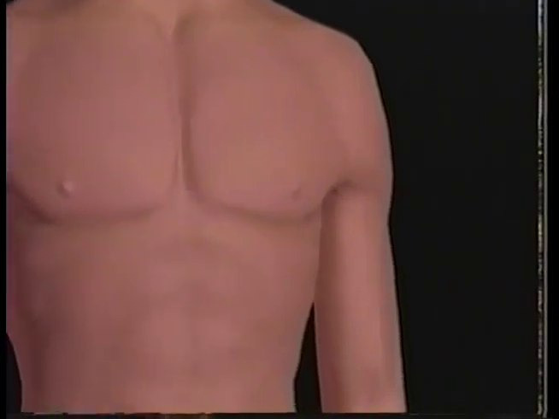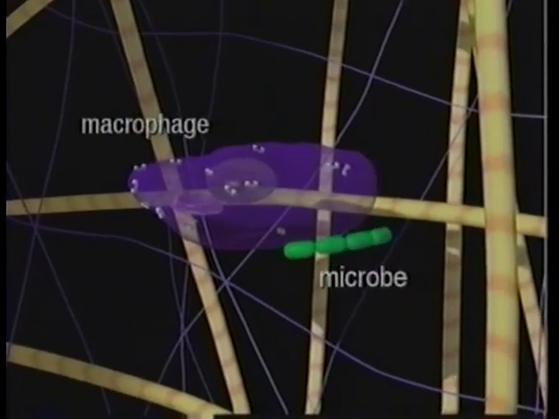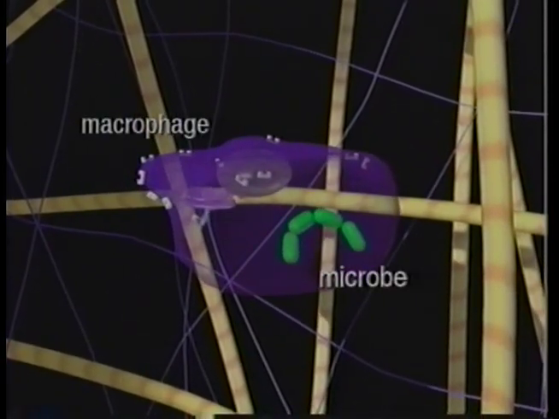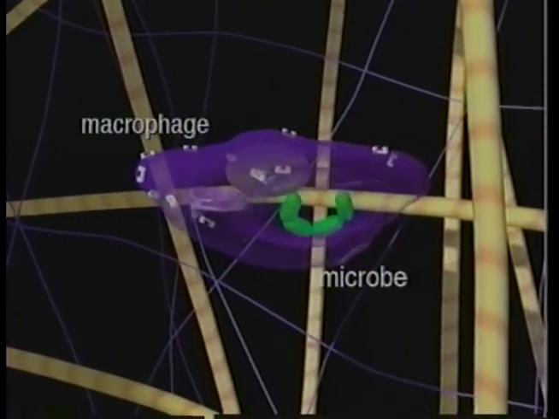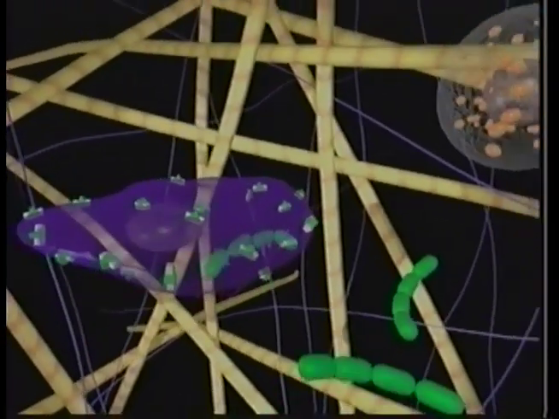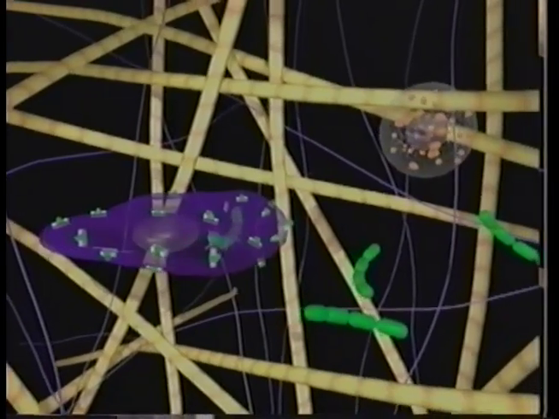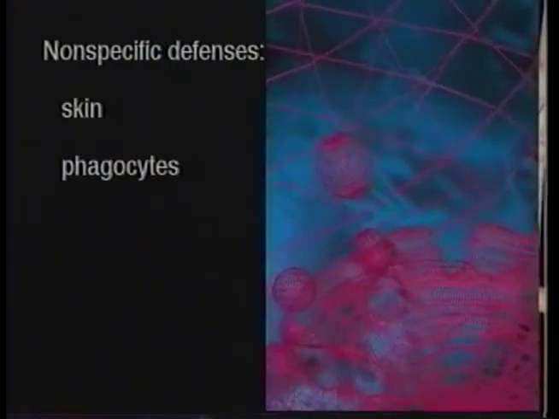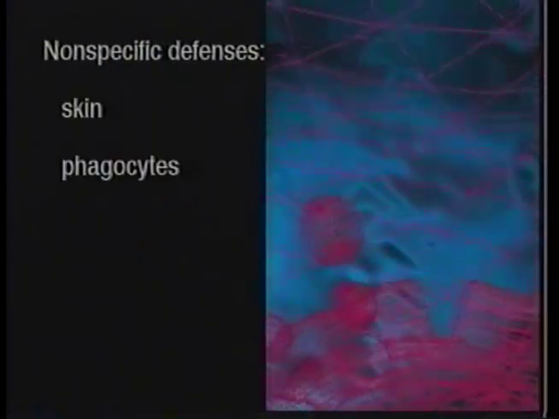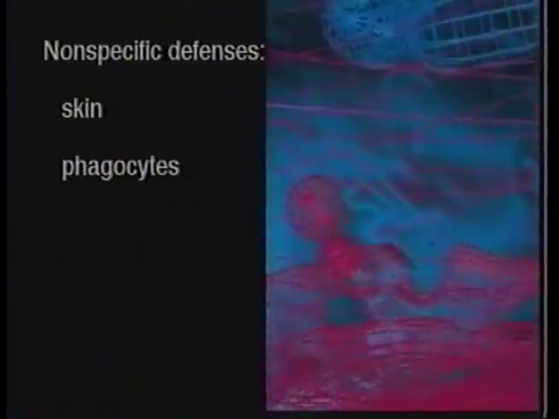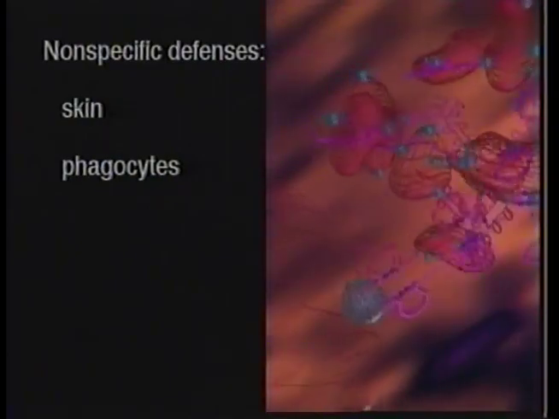If a microorganism penetrates our first line of defense, the outer surface of the skin, the microbe may be engulfed and destroyed by phagocytes, such as macrophages. The microbe's antigens are then processed by the macrophage and displayed on its surface in order to activate other cells of the immune system. The skin and phagocytes are both nonspecific defenses, meaning they work to defend us against any foreign pathogen.